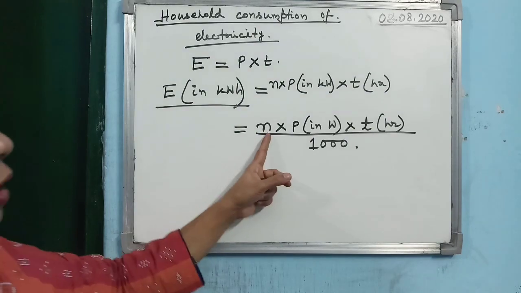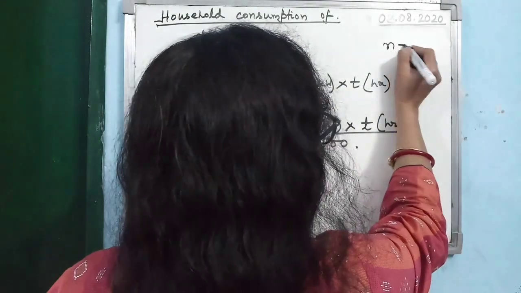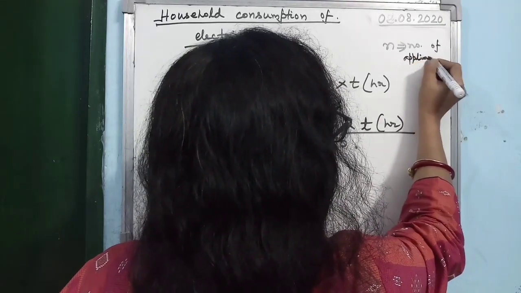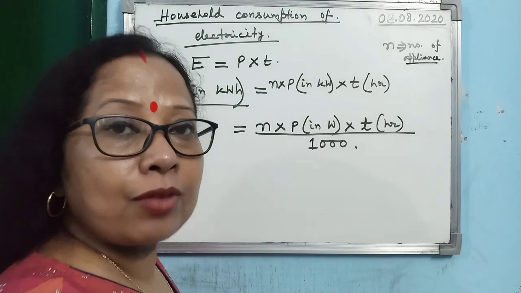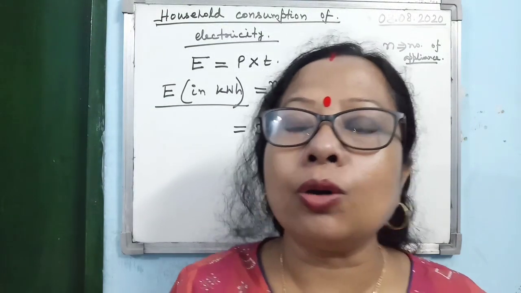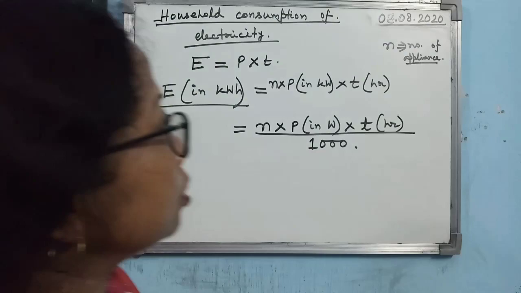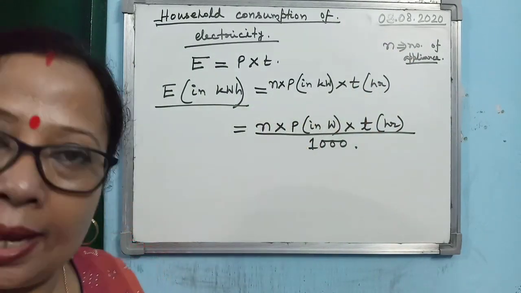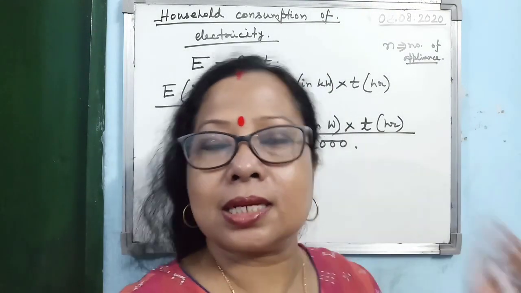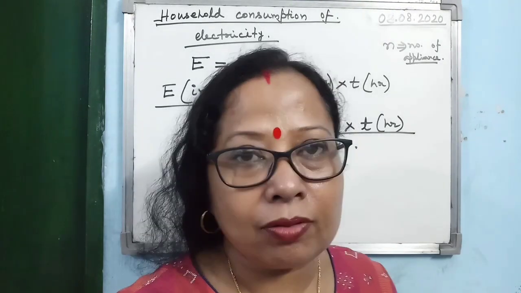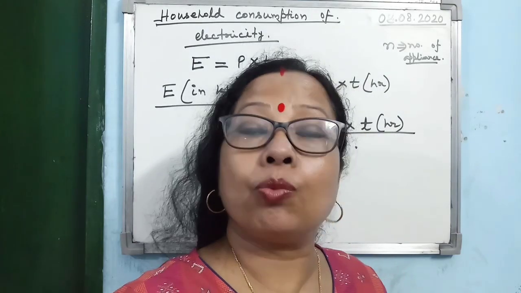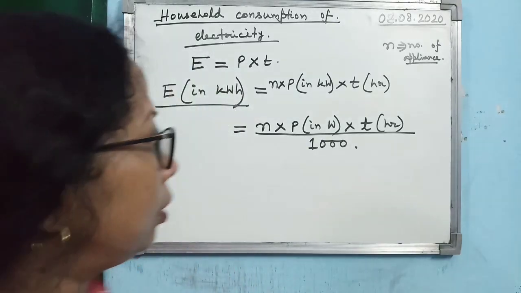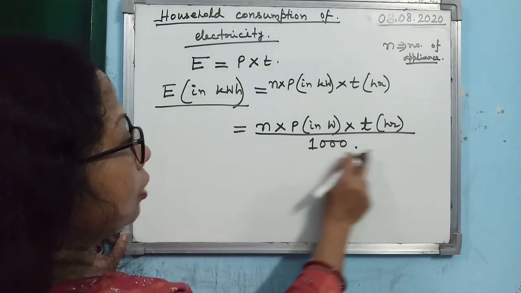Why have I written the number of appliances? What is N here? N is the number of appliances. Consider the energy consumed by the fans. Generally in a house there is more than one fan, isn't it? So in that case you multiply that P into T by the term N. And when there is only one appliance, like a TV, generally we have one TV, one fridge, one washing machine, in that case what will N be? N will be 1. So this is the way you can calculate energy consumed.